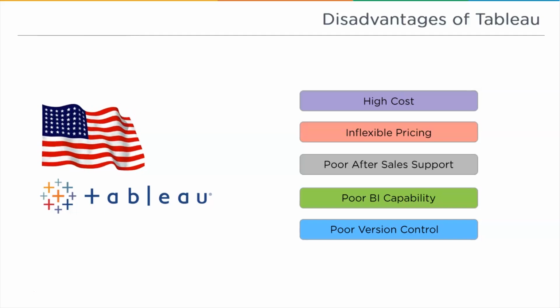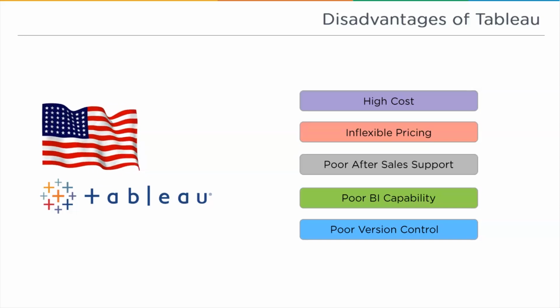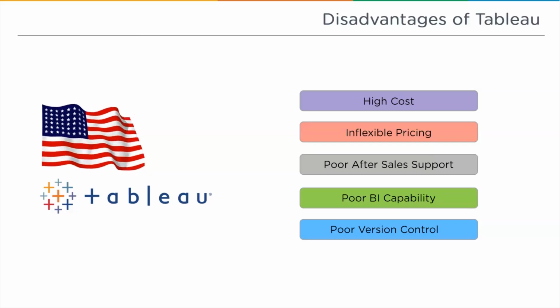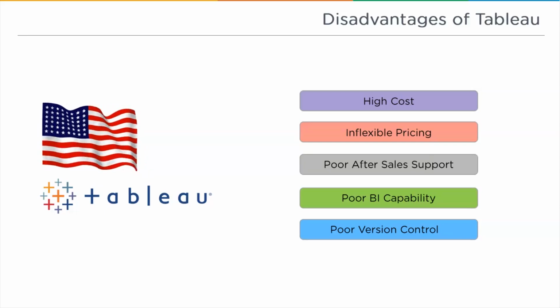Followed by that, the next disadvantage is poor after-sales support. On multiple message boards, users complain that Tableau software lacks proper after-sales maintenance. If a customer has a software performance problem, the support team does not settle the matter by investigating the problem's root and eliminating it. Next, we have the poor BI capability, or the poor business intelligence capability.